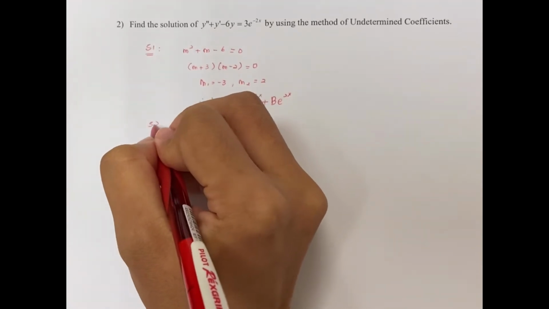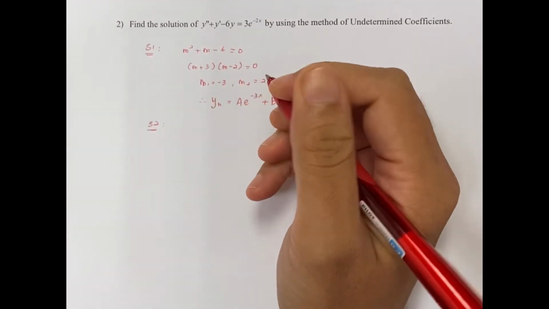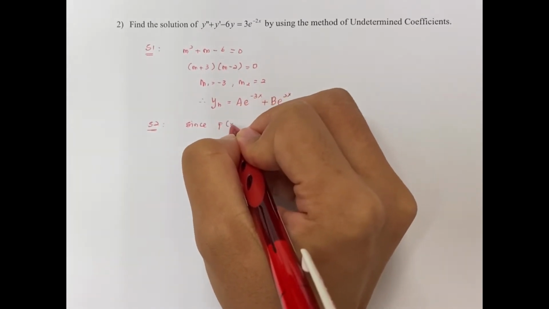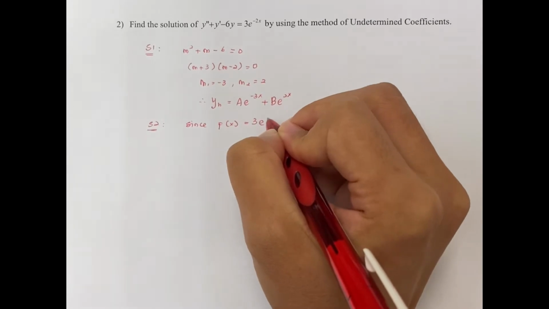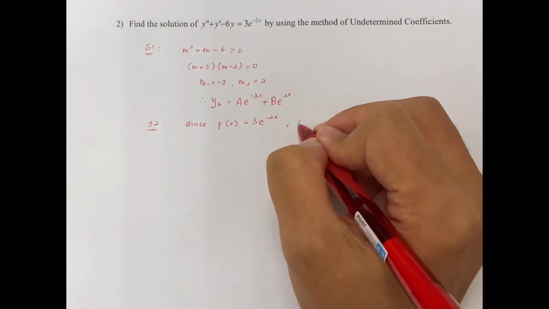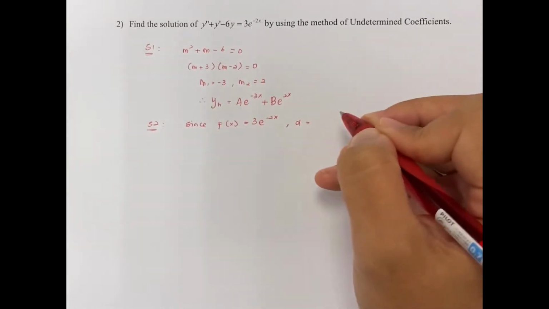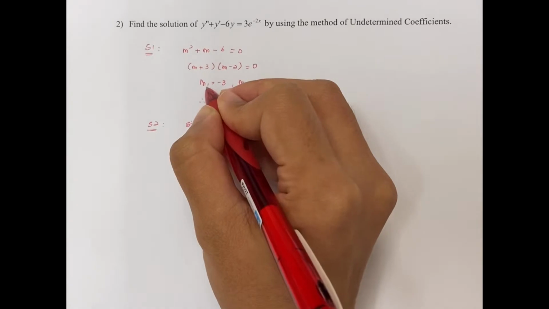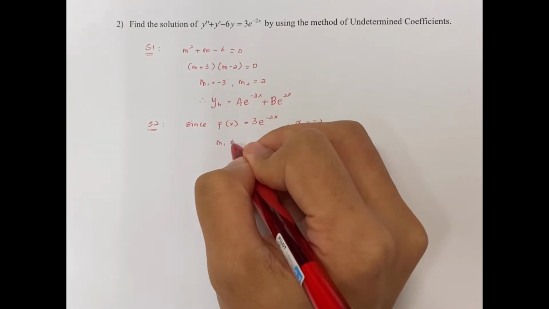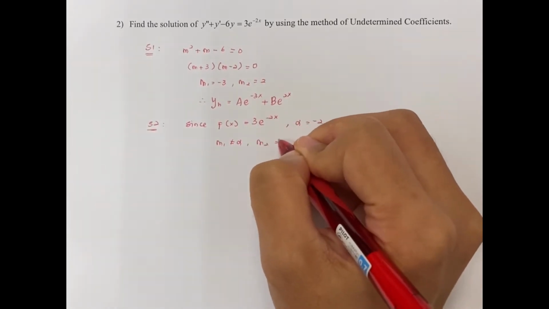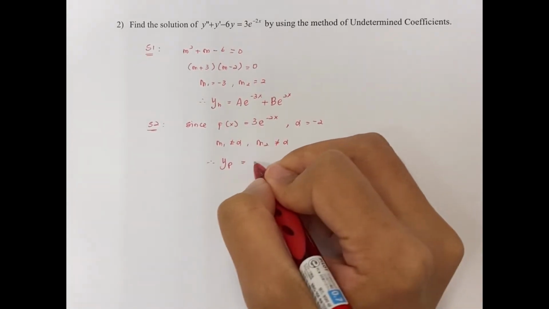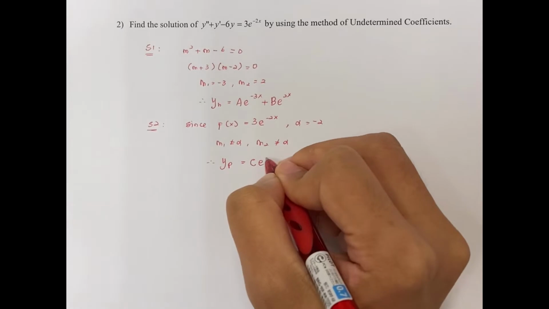Moving to the second step, you need to find your yp. Since f(x) is equal to 3 e to the negative 2x, your alpha is negative 2. So none of your m is equal to alpha. m1 is not equal to alpha, m2 is not equal to alpha as well. So yp is equal to C e to the alpha x.